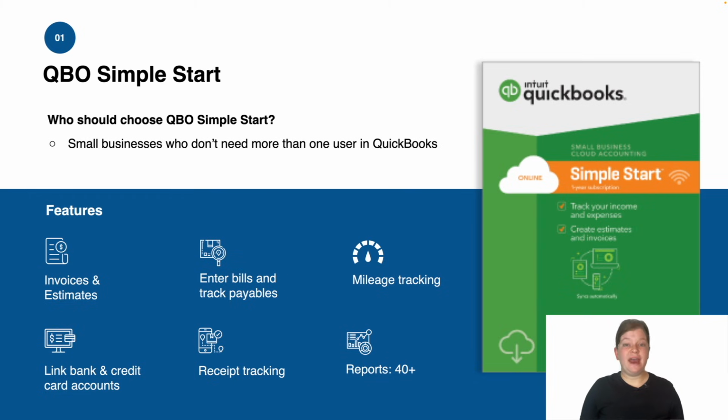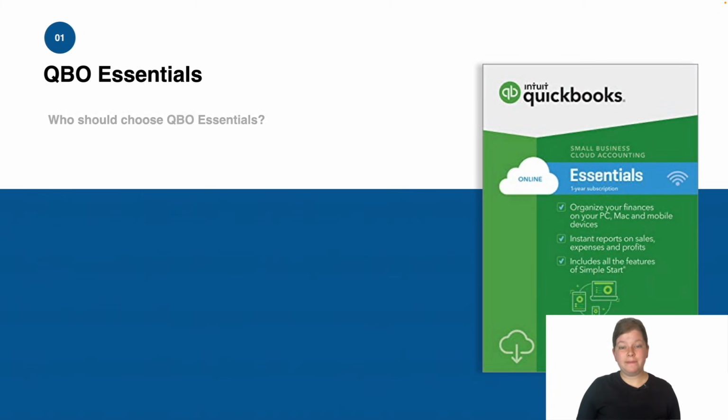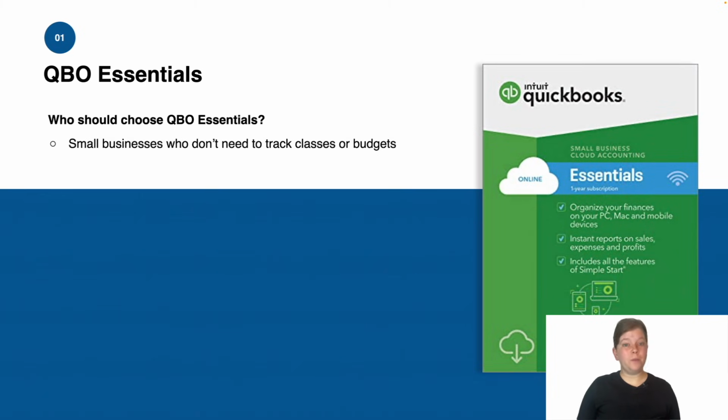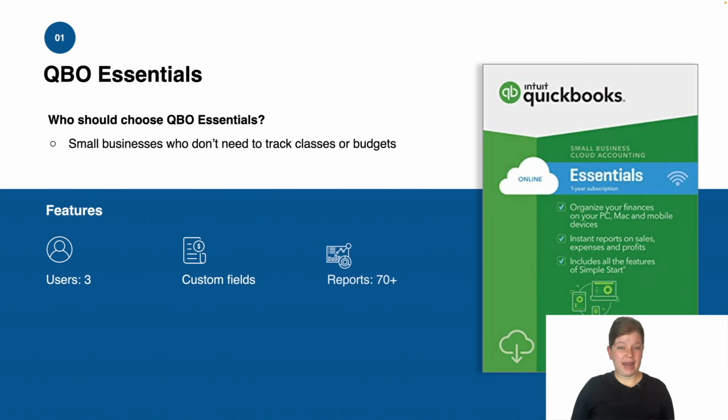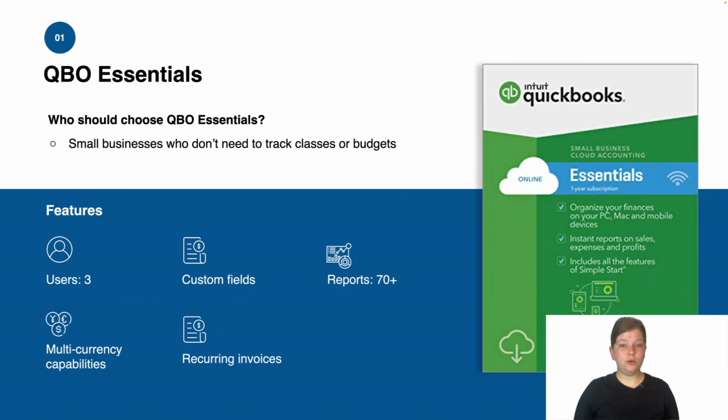So the next option we have here is QBO Essentials. Now, who would use this one? Well, this is for small businesses who don't need to track classes or budgets. And the features include you can have 3 users, you can have custom fields, enhanced reports, you have multi-currency capabilities, recurring invoices where you can automatically invoice clients who have regularly scheduled orders, and you can enter employee time by client or project and automatically add it to invoices.